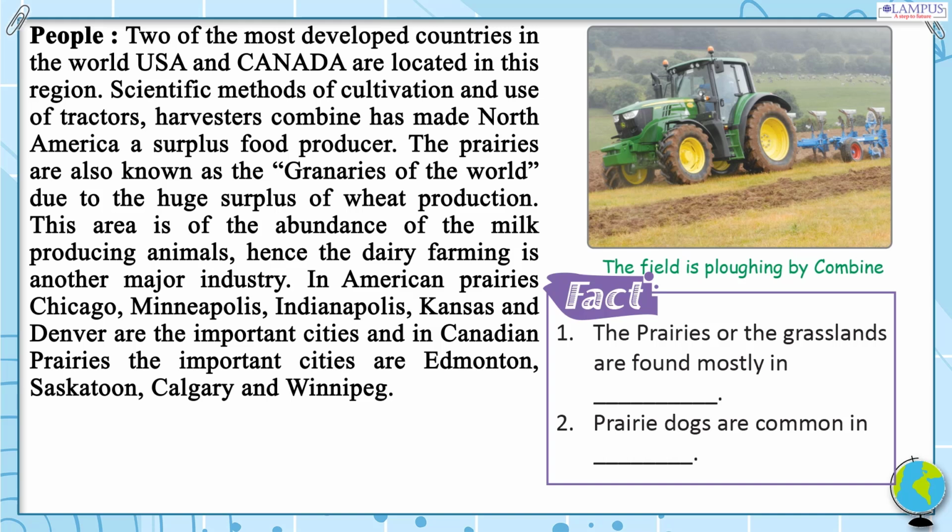Fact 1. The prairies or the grasslands are found mostly in 2. Prairie dogs are common in.